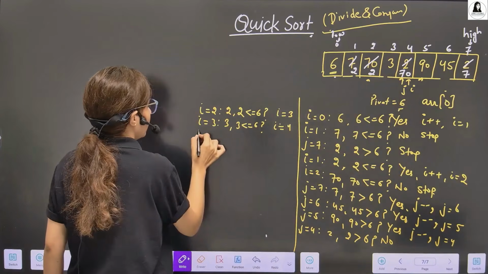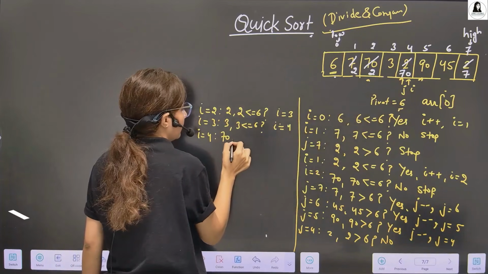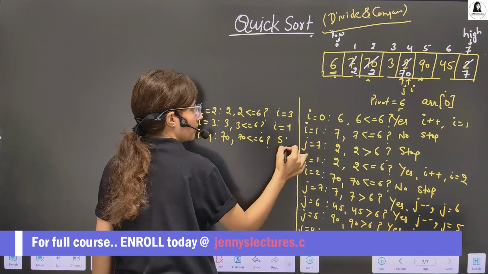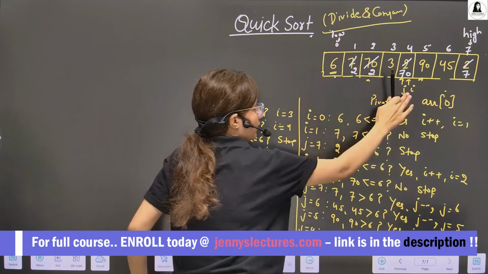Now check. At I4 what do we have? Now 70. The element is 70. Is 70 less than or equal to 6? No. Stop. This is greater than 6, so it should move to the right side. So stop here.